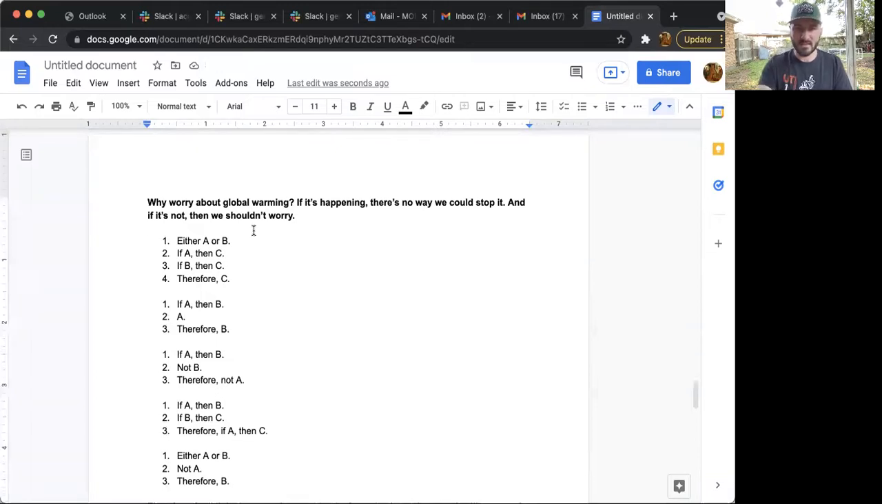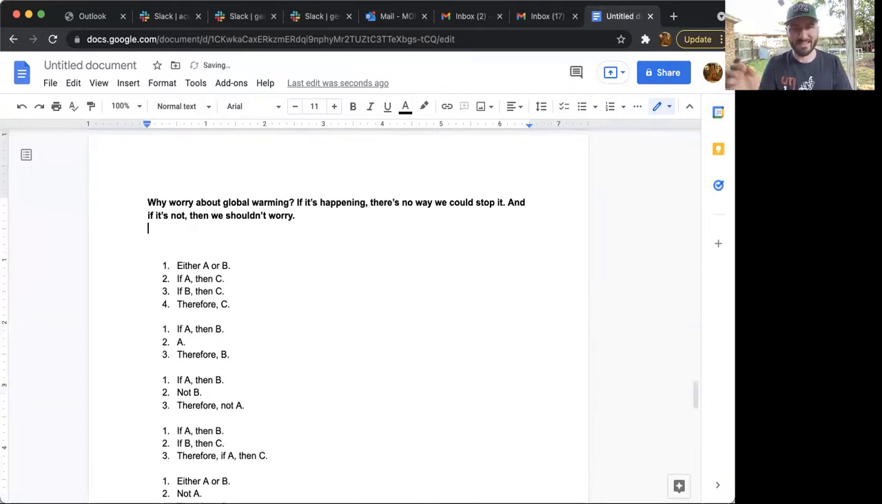If you look at these premises, if it's happening, there's no way to stop it, and if it's not, we shouldn't worry. It seems like the argument is probably going to be that we shouldn't worry, right? The person is arguing that on either option, there's no use worrying. So the conclusion I'm going to gather here is: okay, that's our conclusion.